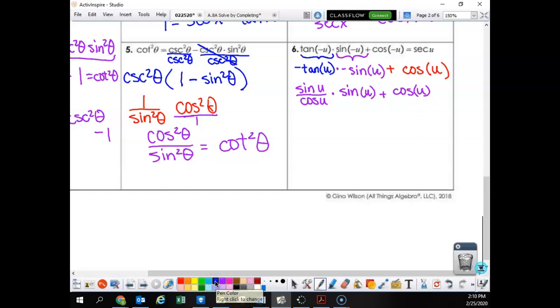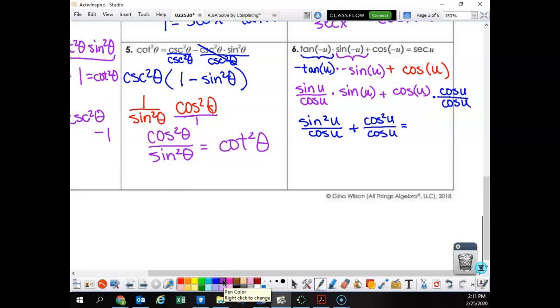So I have fractions, right? So I have to multiply this cosine u by what? No, I want a common denominator. Cosine u over cosine u, right? Because of this common denominator down here. So sine u times sine u would give me sine squared over cosine u, plus cosine u times cosine u would be cosine squared u over cosine u.